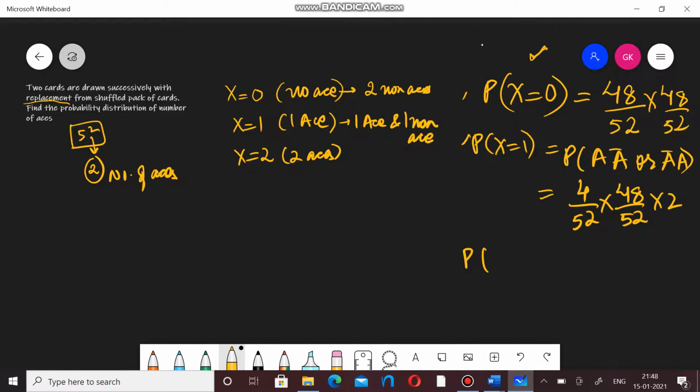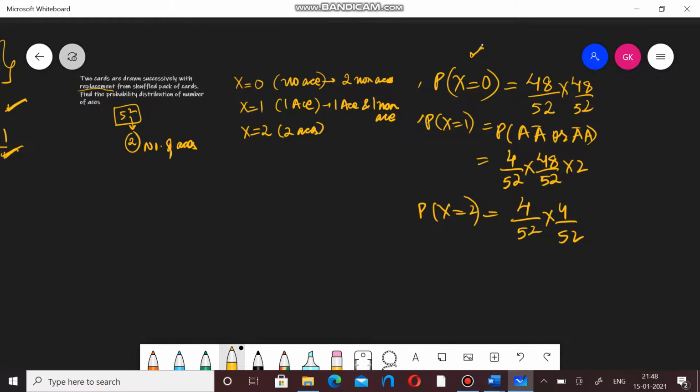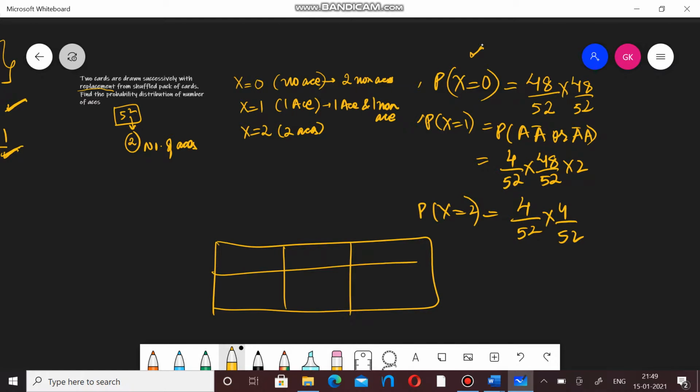Now, when x is equal to 2, what is the probability here? Aces we have 4. So 4 upon 52 into 4 upon 52. And though this is the final answer, you only have to simplify, but make sure for better presentation, you write them in a table. You write x over here, you write p(x) over here, write down the values. It is 0, it is 1, it is 2, and simplify. So this will be 144 by 169, and it will be 24 by 169, and it will be 1 upon 169. So that's the final answer.